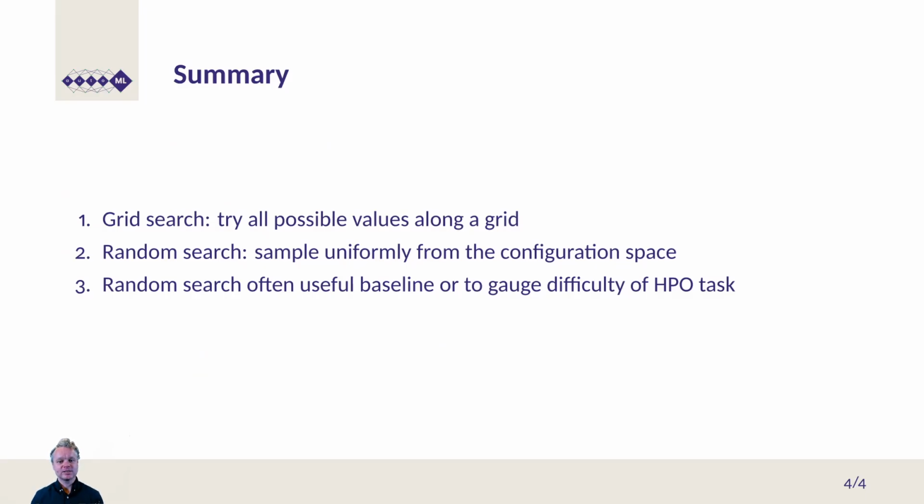So in summary, grid search is very simple, we simply try all possible values along a grid. We do have to think about the discretization here, but in many cases this is something that is not very difficult. Random search, we sample uniformly from the configuration space, so this usually covers the space better, and it is often a useful baseline to gauge the difficulty of a hyperparameter optimization task.